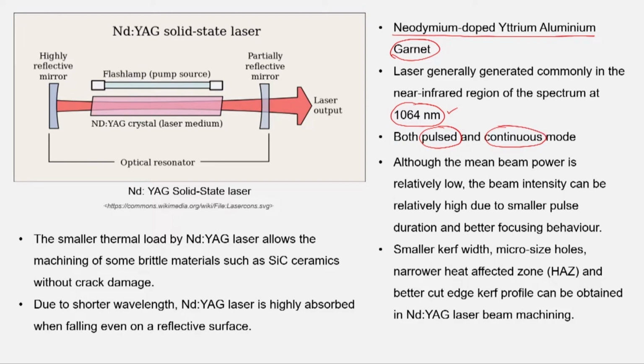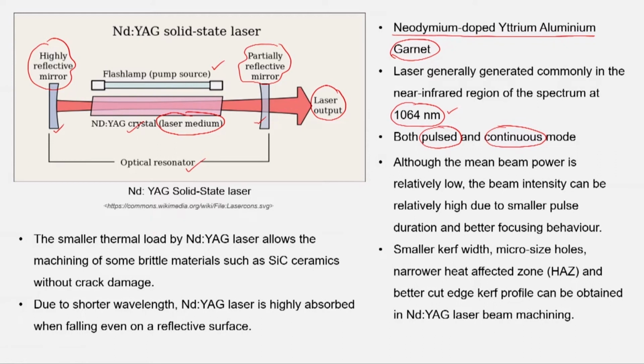Now, let us look at the construction of the Nd:YAG solid state laser. Here we have the laser medium, that is the Nd:YAG crystal. We have the excitation source, that is a flash lamp, and a pair of mirrors. The first mirror, as we know, is a highly reflective mirror, and the second one is a partially reflective mirror, through which we get the laser output. This entire assembly is called the optical resonator, which we have already seen in our previous class.